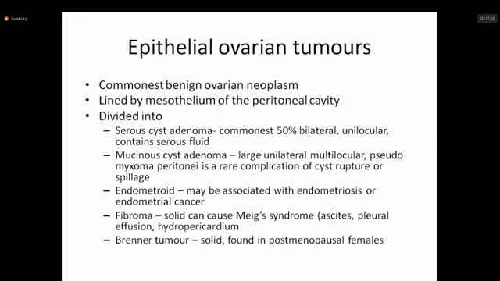So epithelial ovarian tumors. Now this first one is epithelial. So I'm going to discuss. Epithelial ovarian tumors are five types. Serous cyst adenoma, mucinous cyst adenoma, endometrioid tumors, fibroma, Brenner tumors. If you go through the classification of ovarian tumor in your textbooks, you will find this. Epithelial ovarian tumors are 5 types. So remember these things.